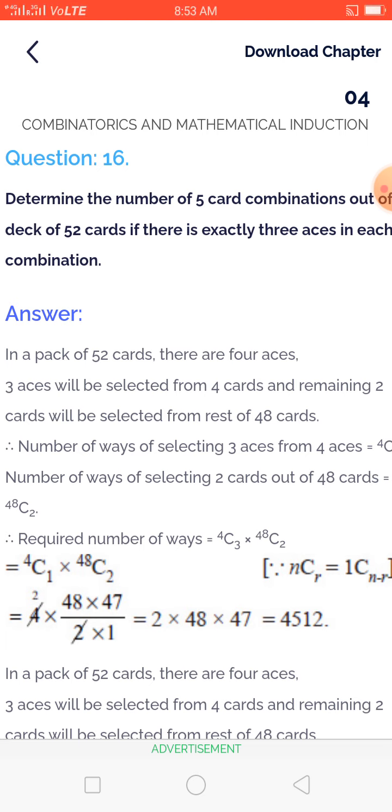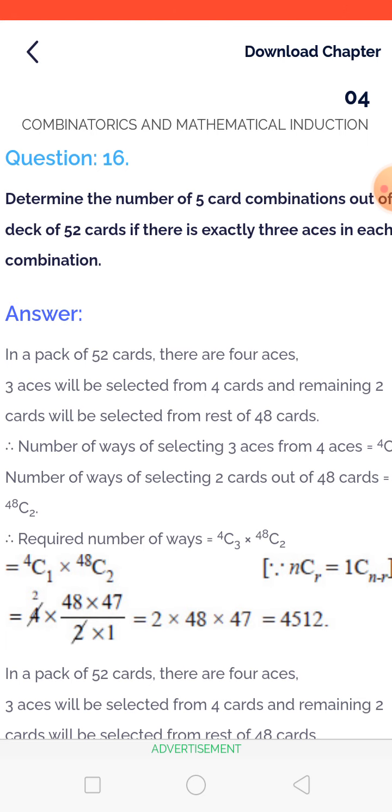Okay, listen. We have a total of 52 cards in the deck. In those 52 cards, there are 4 aces, and the remaining 48 are normal cards. I want a 5 card combination. So what is the condition? 3 aces must definitely be in that combination.